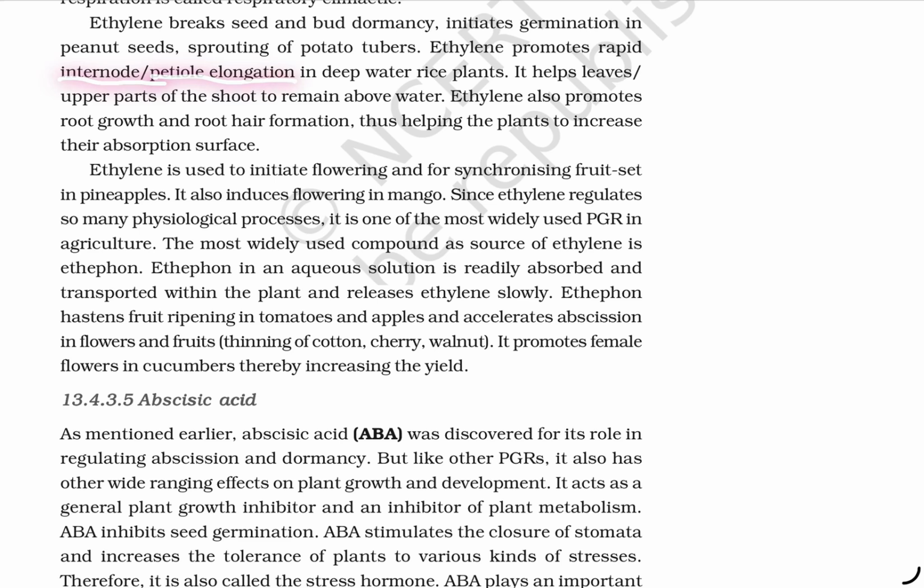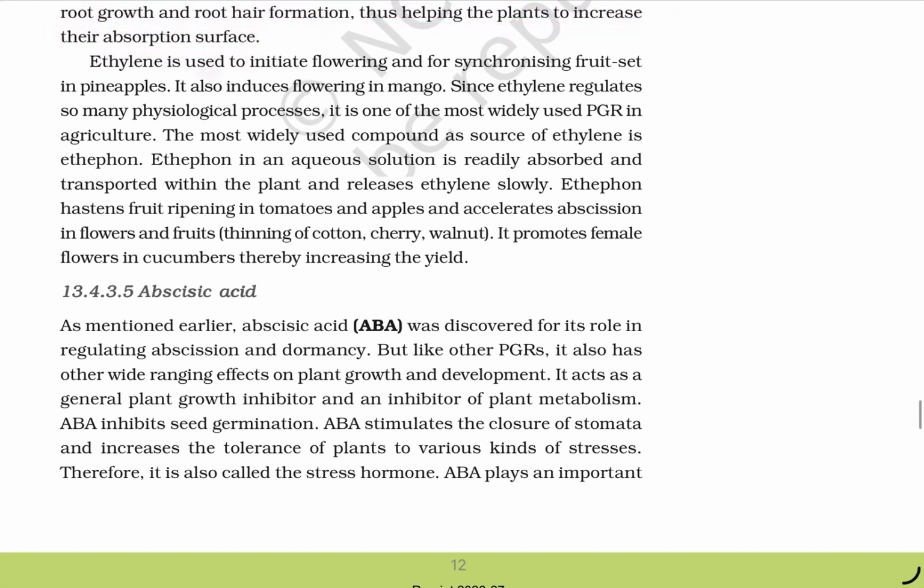Ethylene promotes rapid internode and petiole elongation in deep water rice plants. It helps the leaves and upper part of the shoots to remain above water. Ethylene also promotes root growth and root hair formation, thus helping the plant to increase its absorption surface.